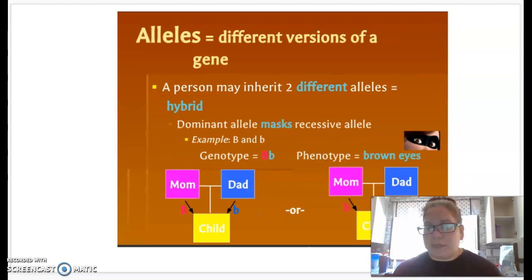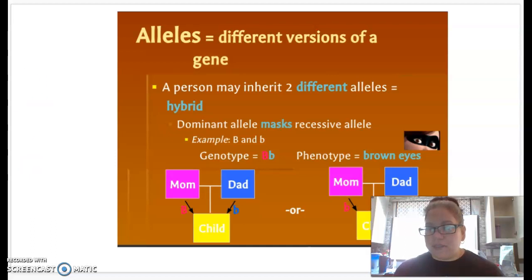Then we come to our hybrid. Our hybrid is when one of the parents has a dominant and one of the parents has a recessive, or the parents are both hybrid. For example, you have mom, which has an uppercase B, and you have dad, which has a lowercase b. So mom has a dominant allele, dad has a recessive allele. So this child is going to have an uppercase B and a lowercase b. So this will be a hybrid child.